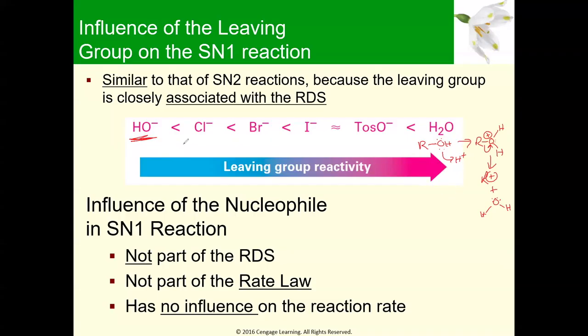You'll see that. We talked about how the concentration of the nucleophile does not affect the reaction rate for SN1. Well, that's true because it's not part of the rate determining step. So it's not part of the rate law, and therefore it has no influence on the reaction rate. So the influence of the nucleophile in an SN1 reaction, there is no influence, bottom line.